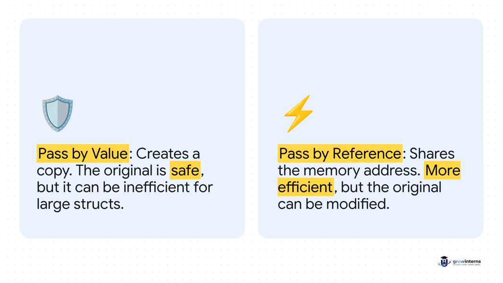Okay, let's put it all side by side. Think of this as your cheat sheet. Pass by value, you make a copy. It's safe, your original can't be touched, but it can be slow if your struct is big. Pass by reference, you share the memory address. It's way more efficient, but the original can be modified. It's a classic trade-off between safety and performance, and you, the programmer, get to choose.